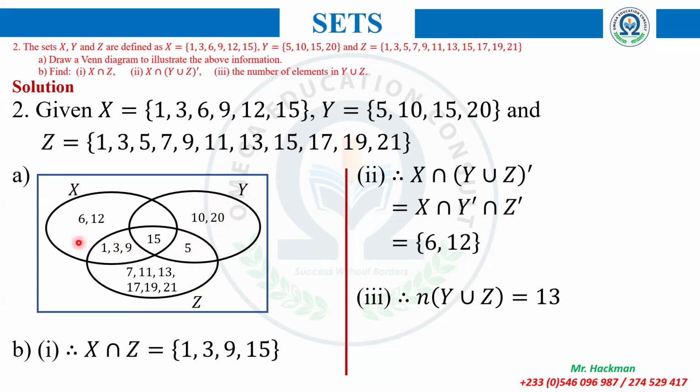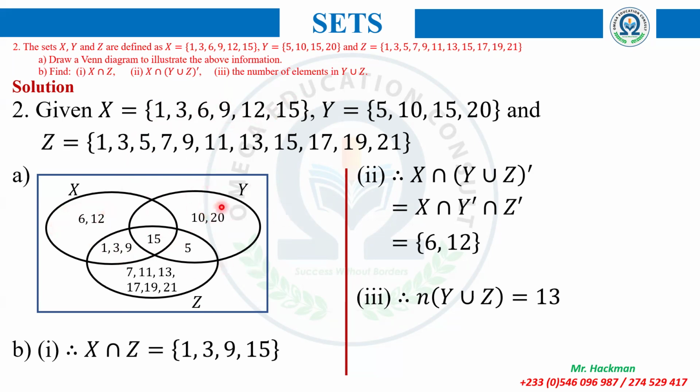Once you get this, getting the X only, the Y only, and the Z only will be very easy for you. You subtract the elements that you have here from X, and your remaining will be what you have here. If you subtract 1, 3, 9, and 15, you'll be left with 6 and 12. And that is supposed to be here.